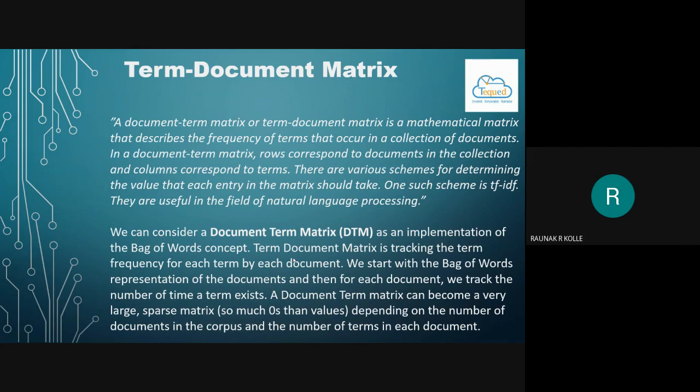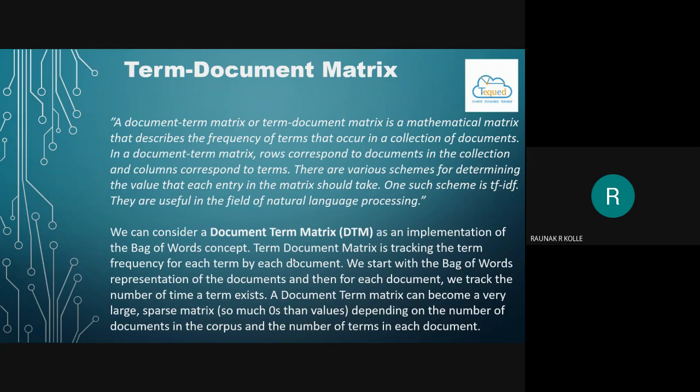In a document term matrix, rows correspond to the documents in the collection and columns correspond to the terms. There are various schemes for determining the value that each entry in the matrix should take. One such example scheme is the TF-IDF, or the term frequency inverse document frequency. They are useful in the field of natural language processing.